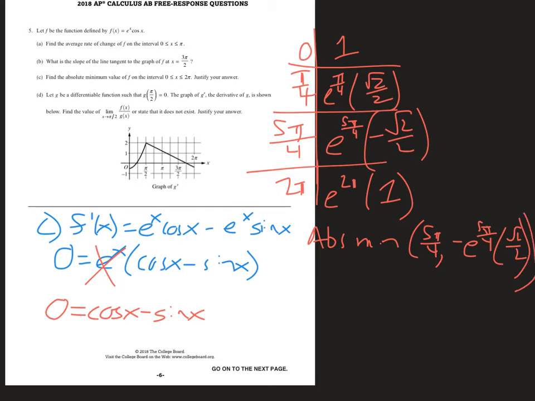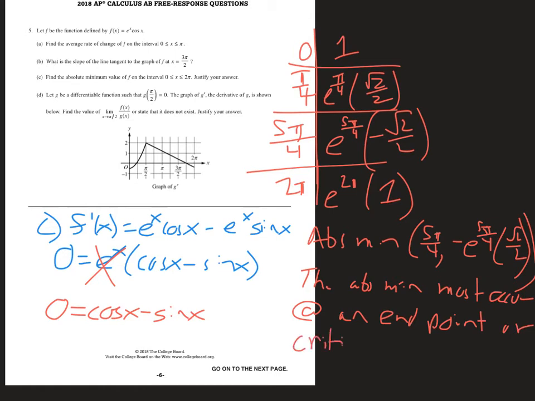And that's because the absolute minimum must occur at an endpoint or critical number, and this is the smallest of those.